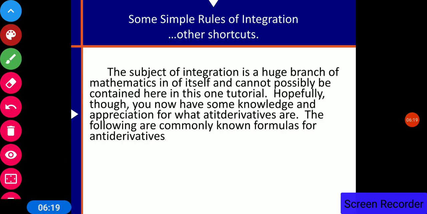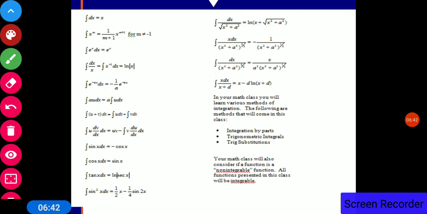So, some simple rules of integration and other shortcuts. The subject of integration is a huge branch of mathematics in and of itself and cannot possibly be contained in this one tutorial. Hopefully, though, you now have some knowledge and appreciation for what antiderivatives are. The following are commonly known formulae for antiderivatives.